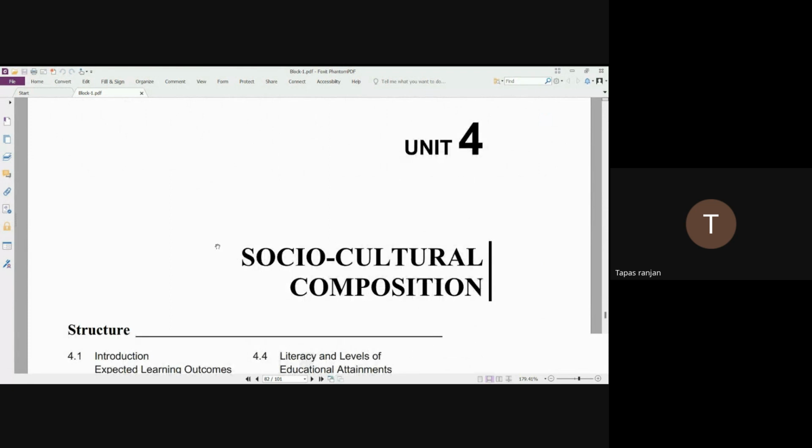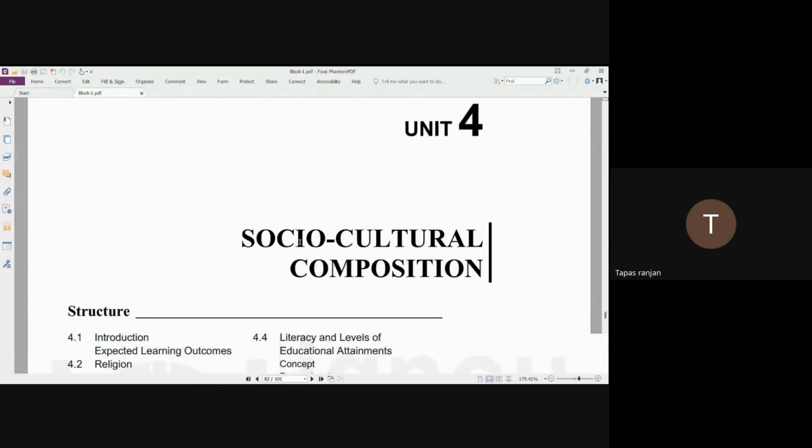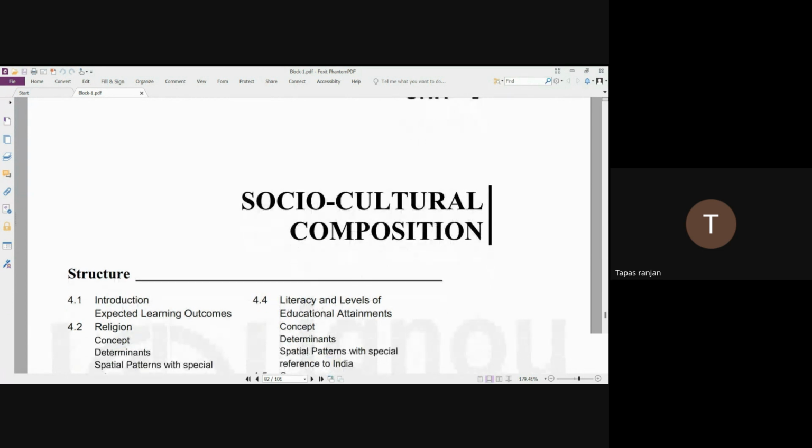Maybe in the next class we'll be discussing the social cultural composition, and then we'll start other parts. If you have any doubts regarding the concepts, don't ask factual or informative questions. You can simply Google it and find the answers. And if you have any conceptual doubt, then raise your questions. We'll discuss.